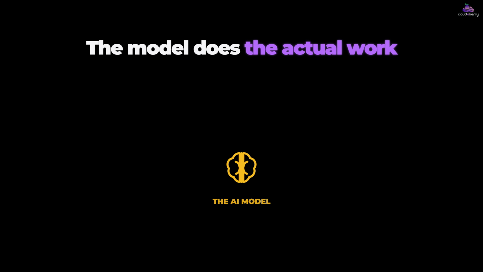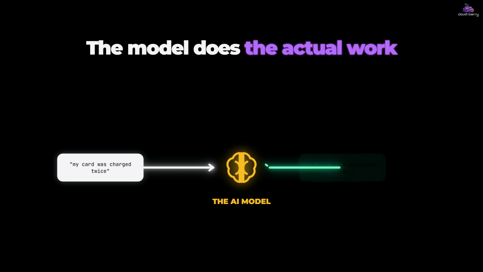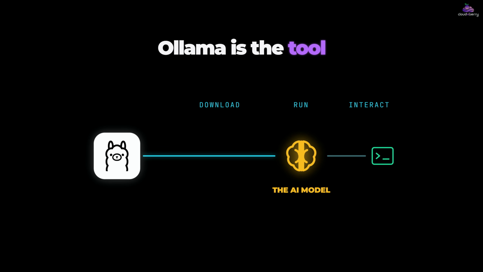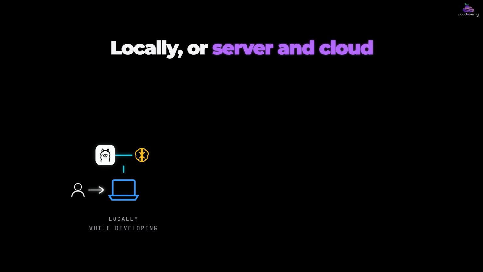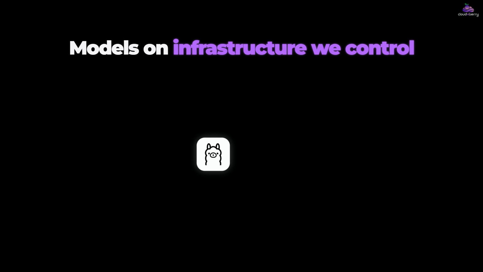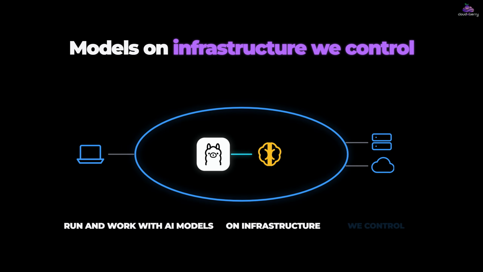So basically, the AI model is the one doing the actual work. It processes the input and generates the response. Ollama is the tool that makes it easier for us to download, run, and interact with that model. We can run it locally while developing, or run it on our own server or cloud infrastructure when the application is being used by real users. So that is basically what Ollama is. It helps us run and work with AI models on infrastructure that we control.